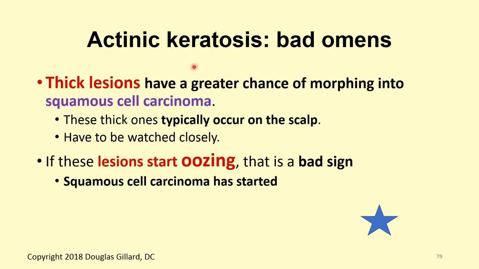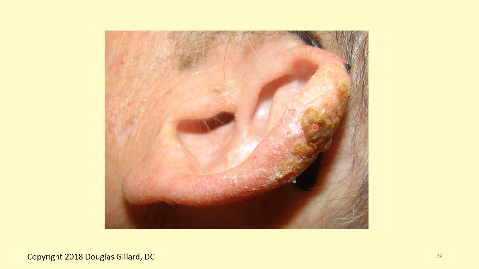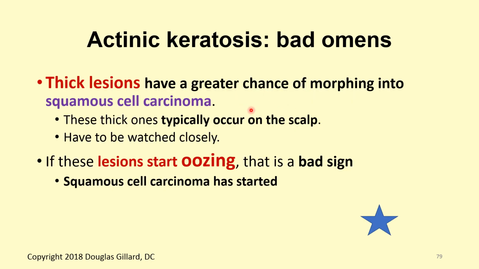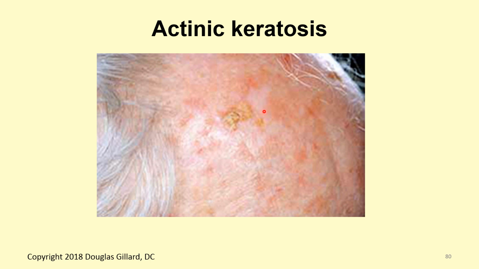Bad omen: if they're really thick, bad omen. Really thick in a bad place too, right on the rim of the ear, getting hit by lots of sunlight. They have a much greater chance of turning into squamous cell carcinoma. If the lesions start oozing like juice out of them, bad. That means squamous cell carcinoma, it's probably already cancerous. Here's another AK lesion.